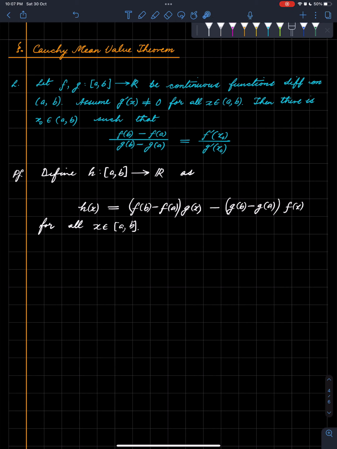And since f and g are continuous in the closed interval [a, b], so is h. And since f and g are differentiable in the open interval (a, b), so is h. So we can apply Rolle's theorem to h, provided we check that h(a) equals h(b), and that's it. So now apply Rolle's theorem and you'll get the desired result immediately.